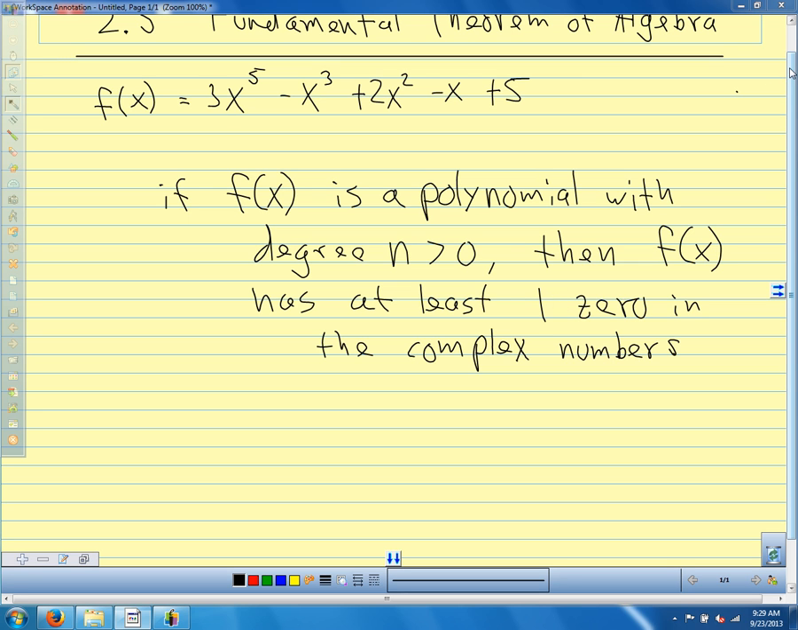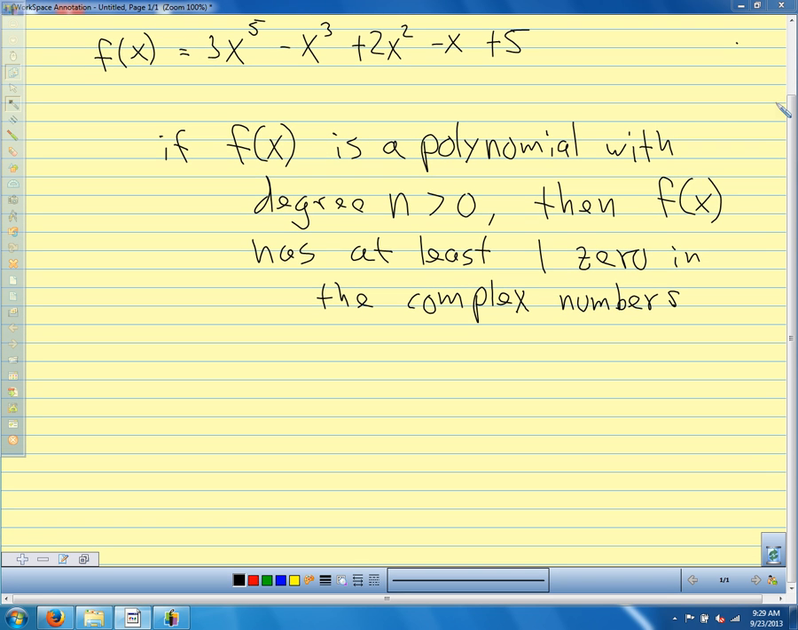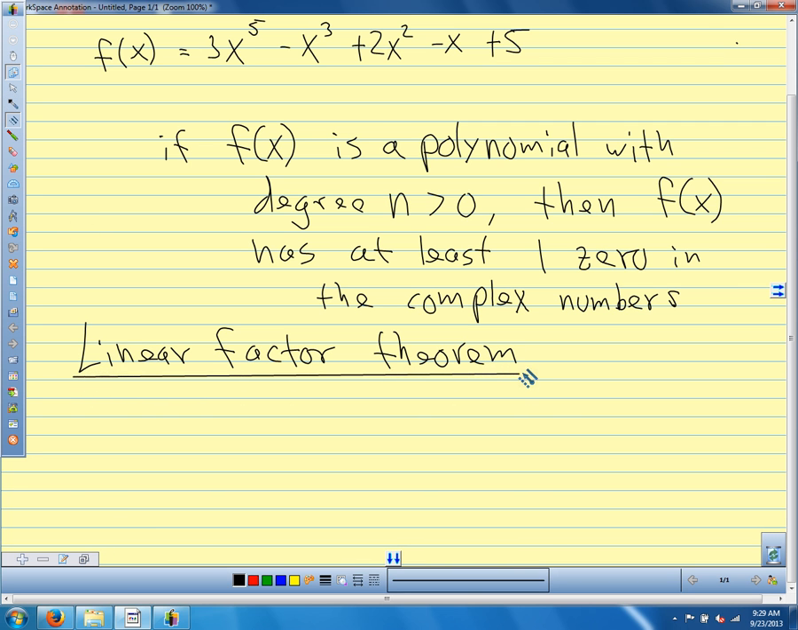Well, the way that we're going to use this, the really important part of the fundamental theorem of algebra, I think, and this is pretty amazing, is what we call the linear factor theorem. And we have used this when we can factor our polynomial with real numbers. But now we can factor any polynomial. So f of x is a polynomial again, and the degree n is greater than 0.